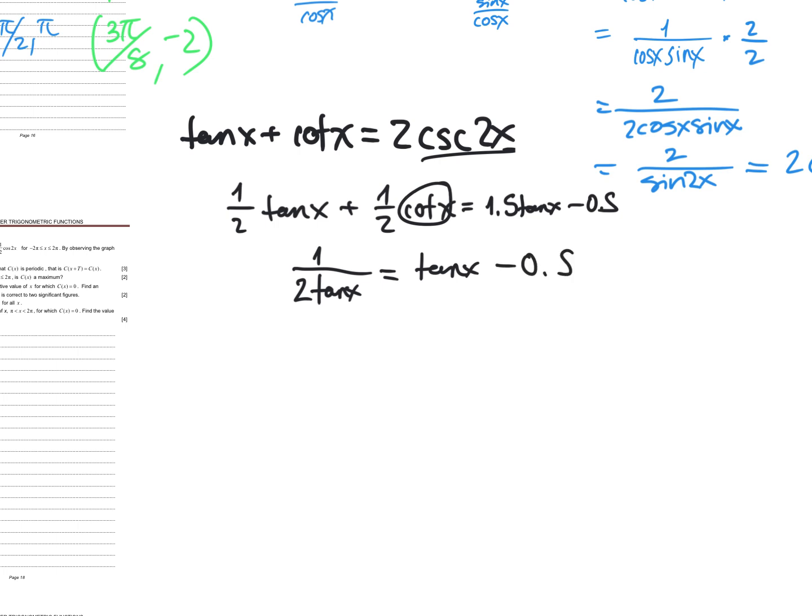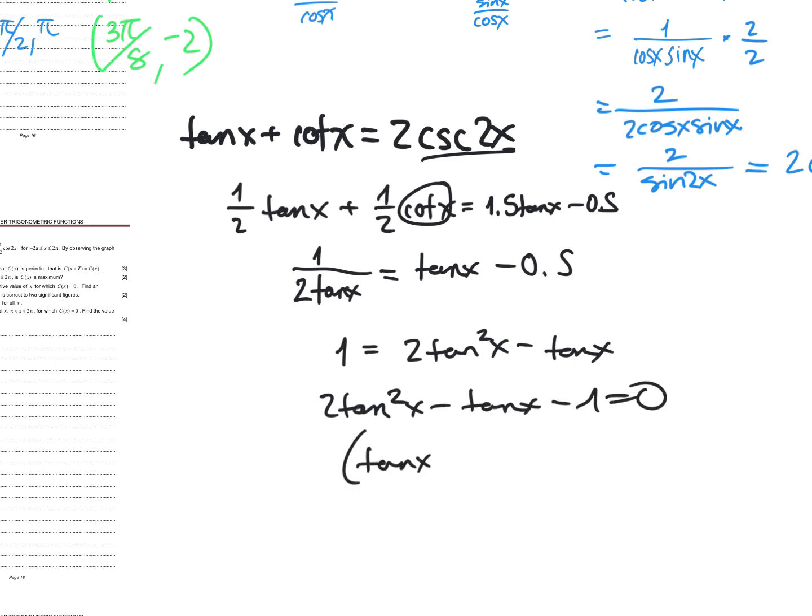So if we multiply by 2 tangent x, so minus tangent x, okay, and then we have tangent x, 2 tangent x, 1 and 1. So we need positive here, negative here.